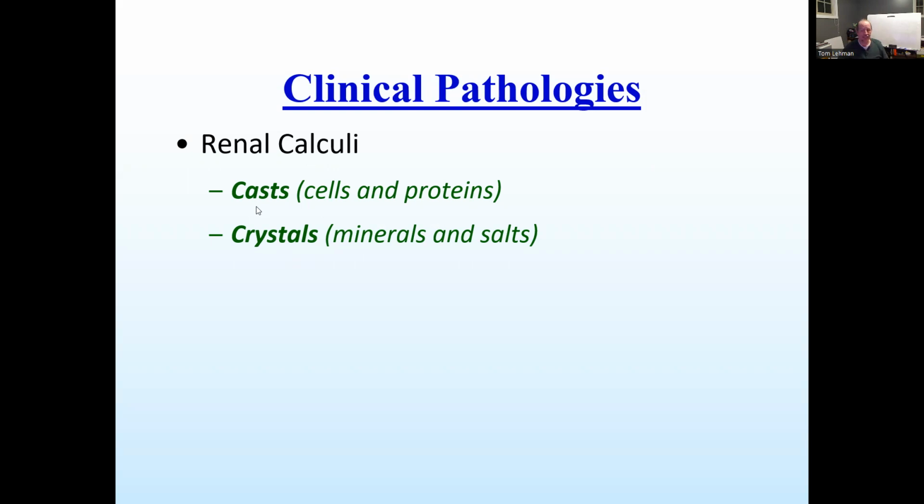Casts are organic. They're made of cells and proteins. They're going to be like mud. They're going to be very smooth. Crystals are inorganic. They're made of minerals and salts, very pointy, very stabby. As they pass through that ureter, they're going to scratch and bleed a lot.